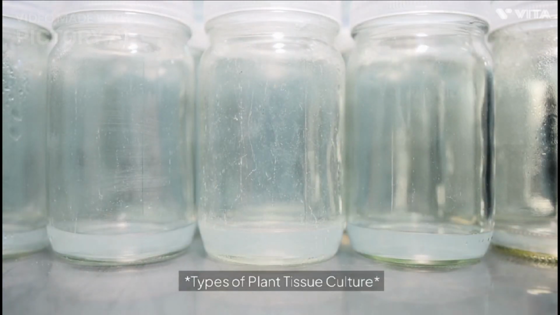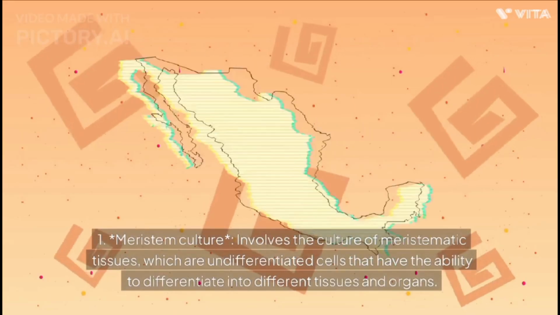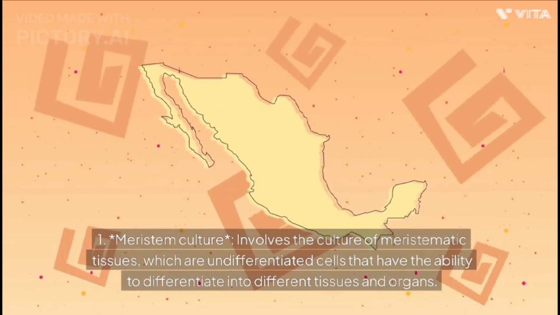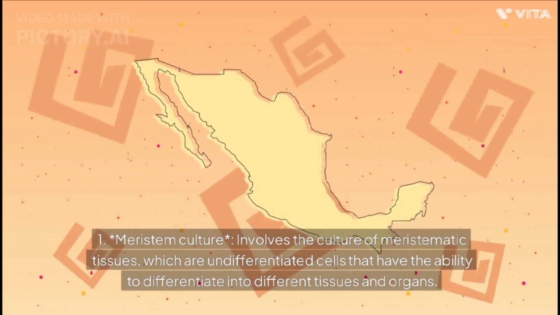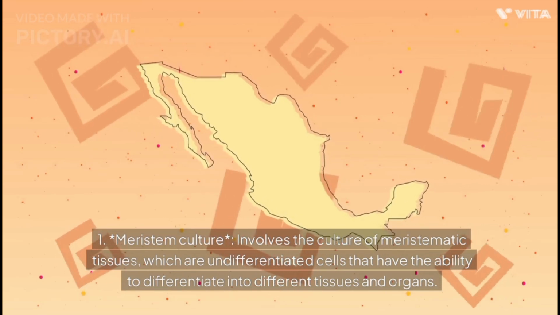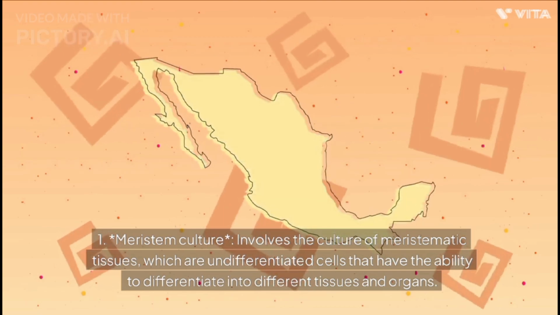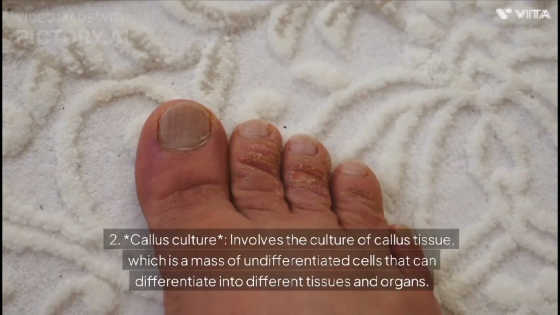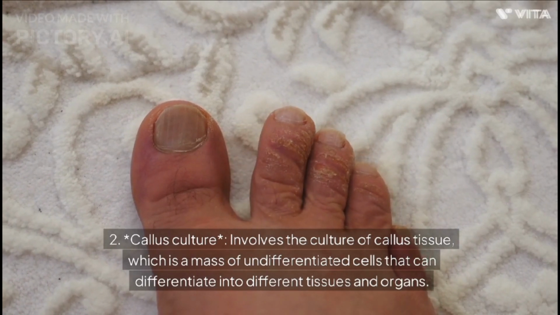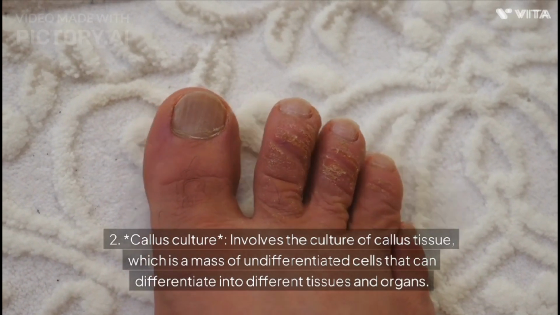Types of plant tissue culture. 1. Meristem culture. Involves the culture of meristematic tissues, which are undifferentiated cells that have the ability to differentiate into different tissues and organs. 2. Callus culture. Involves the culture of callus tissue, which is a mass of undifferentiated cells that can differentiate into different tissues and organs.